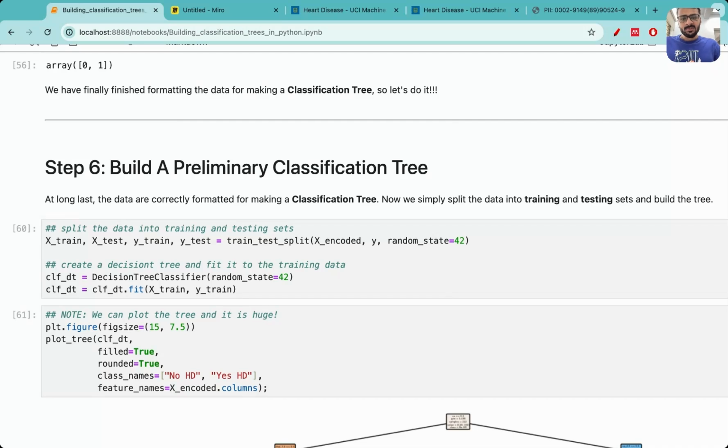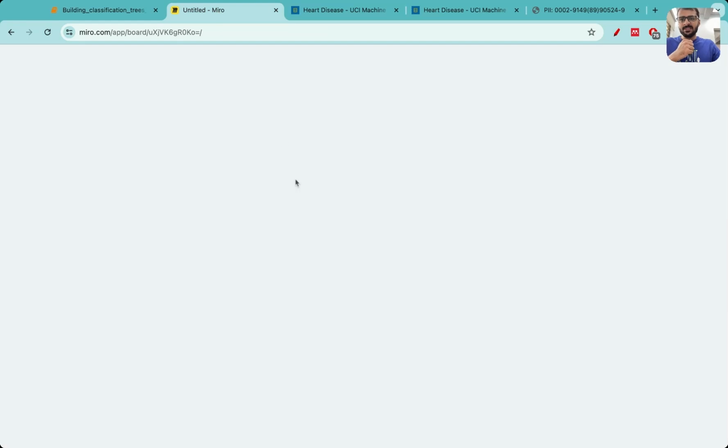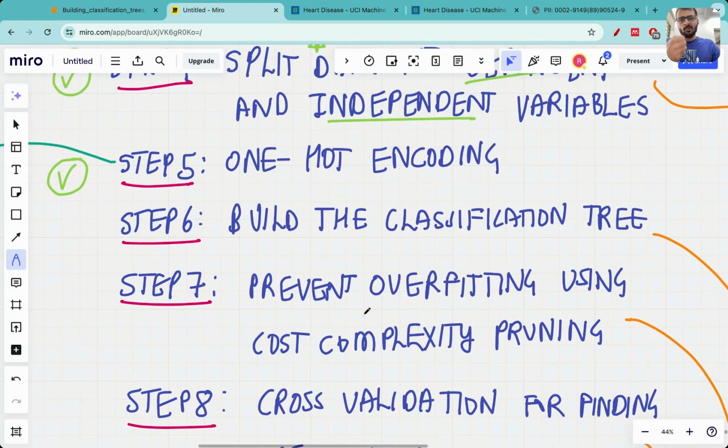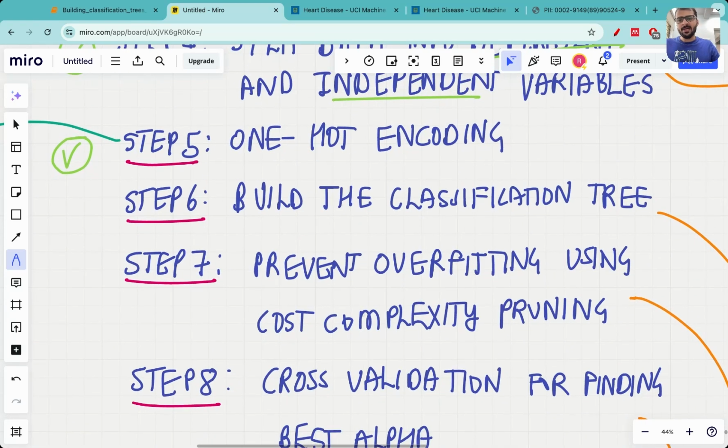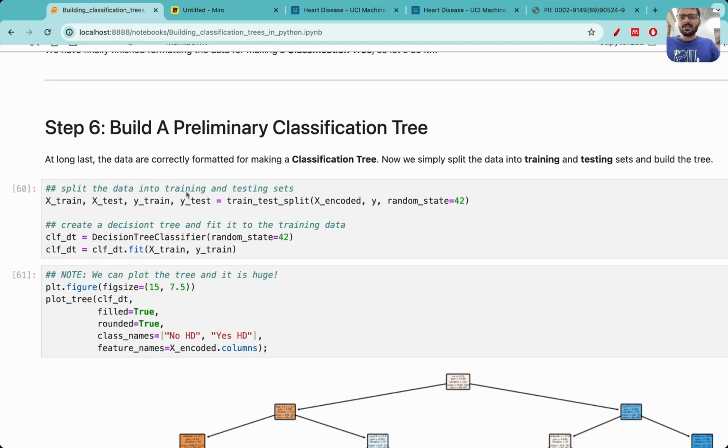All right, so let's start building the classification tree now. We have done a lot of hard work in the previous 5 steps, and we have loaded the data, we have formatted the data, we have dealt very well with the missing data, and now we have come to step number 6, which is building the classification tree. So let's get started with this.